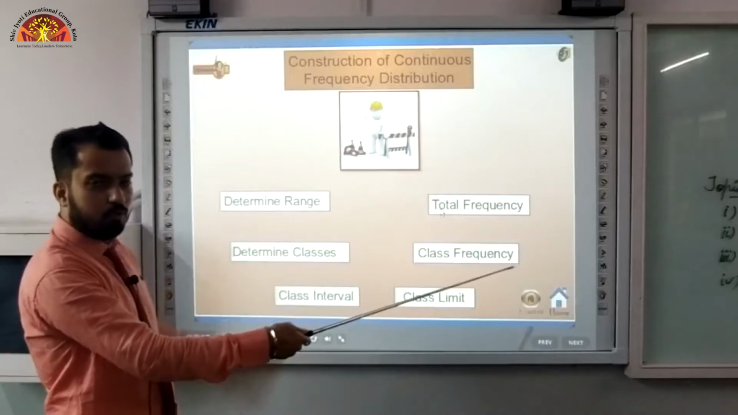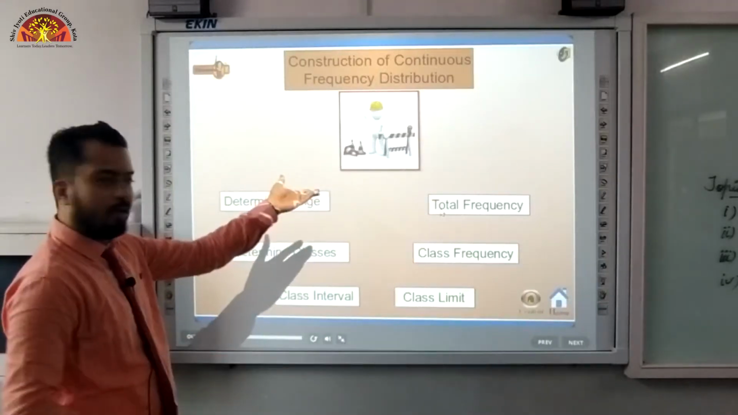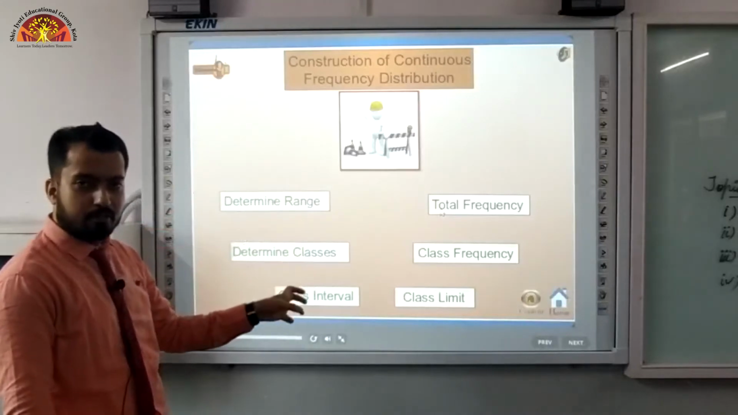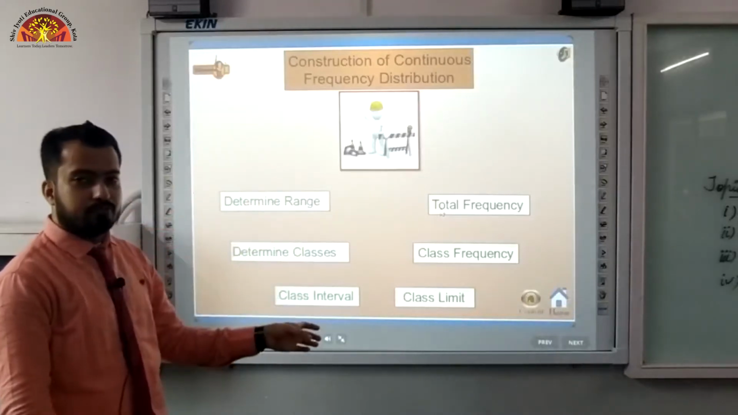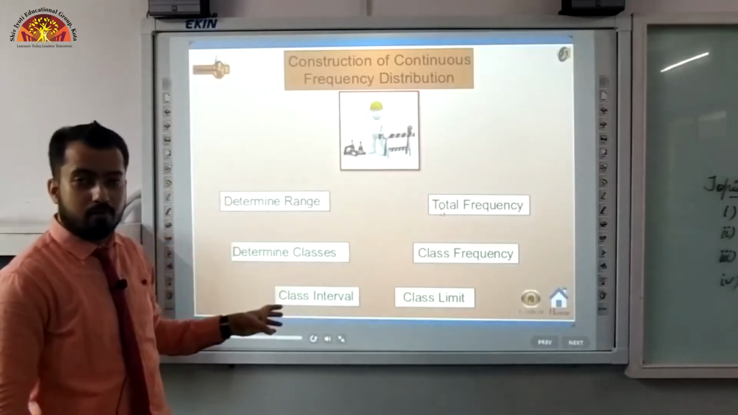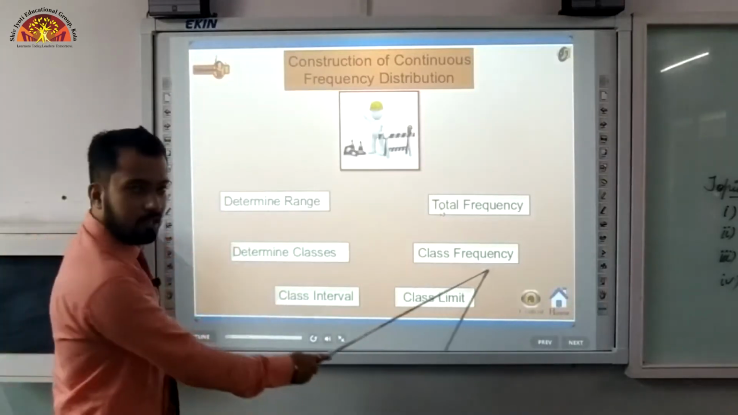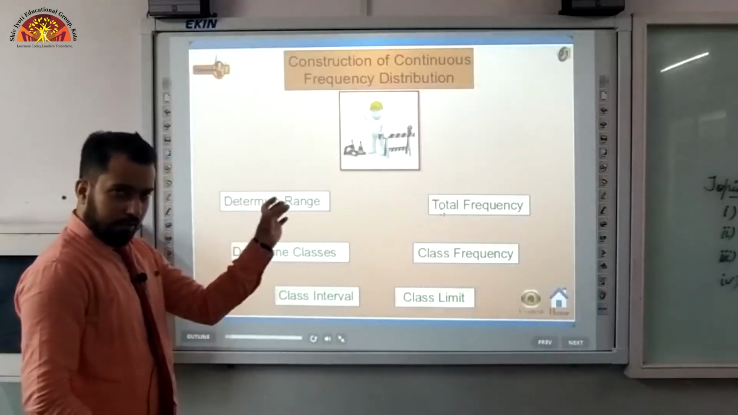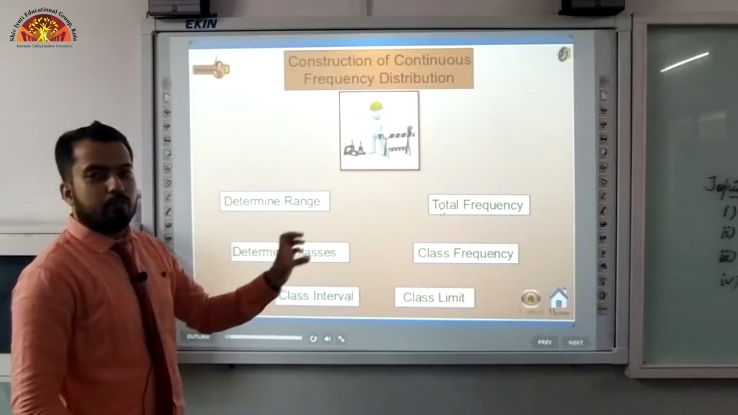That I'll let you know in the next example, or you may have got this, what is meant by total frequency. Whatever the frequency we are mentioning there, the total of that frequency should match the number of figures which are given to us. Next is class frequency, the repetition of the classes, that is, the individual frequency of any of the classes.